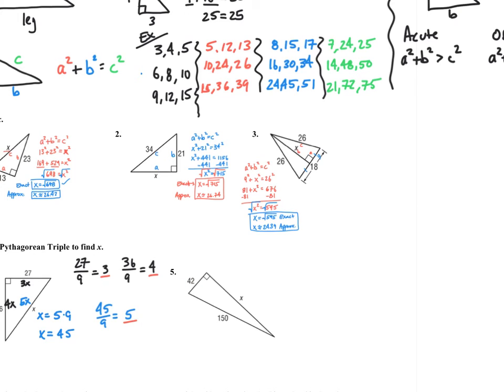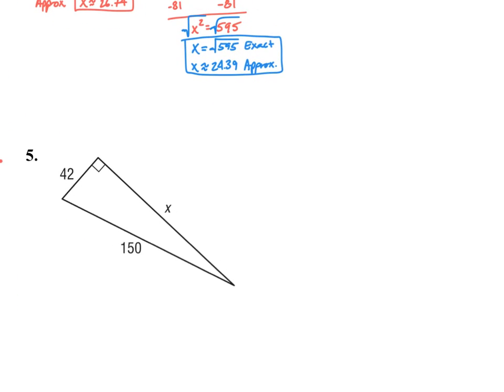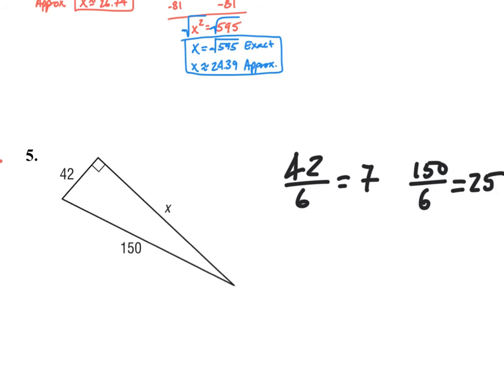If I look at my shortest side, which was a 7, 42 is divisible by 7, okay? So let's do something here. I'm going to take 42 and divide that by 6, and that's going to give me 7. I'm going to take 150 and divide that by 6, let's see what that gives me. 150 over 6, I just want to make sure that gives me 25, and it does. Okay, so we want to find x. Now because I got 7 and 25 out of this, I know that this is a ratio of a 7, 24, 25 triangle.